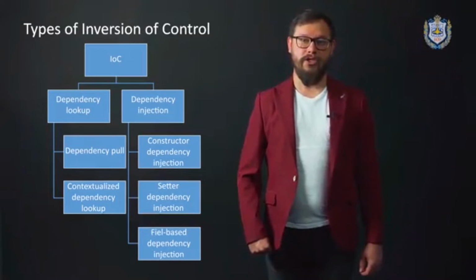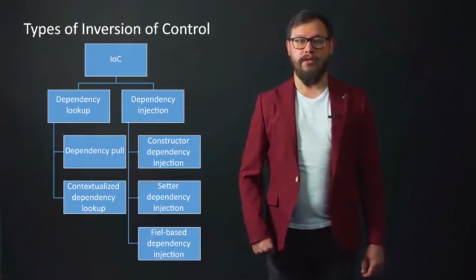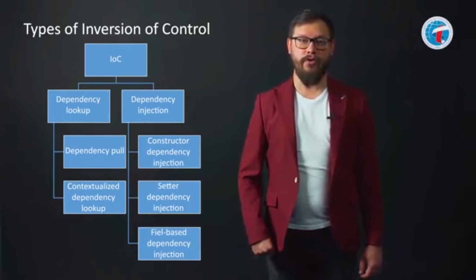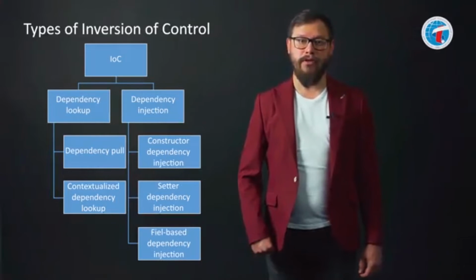In setter dependency injection, the inversion of control container injects a component's dependencies via JavaBean-style setter methods. Component setters expose the dependencies the inversion of control container can manage. In case of field-based dependency injection, we can inject the dependencies by marking them with an autowired annotation.